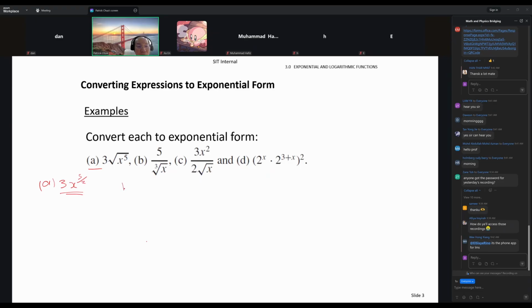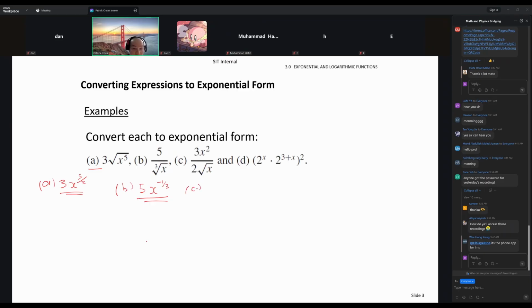Okay, B: 5 over the cube root of x. The answer would be 5 stays as it is. Then you must bring the cube root of x up, giving x to the power of minus 1/3.